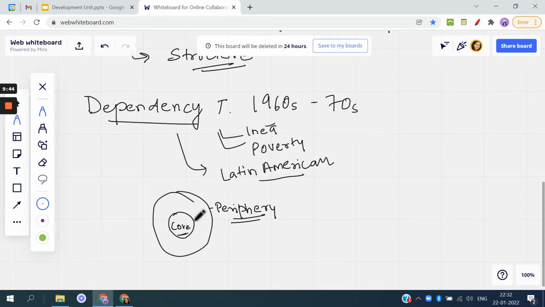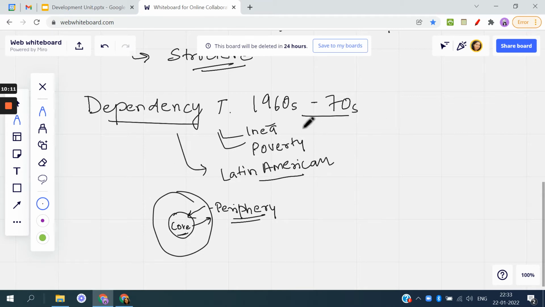Now, core countries get their resources from the periphery countries. They keep getting their resources from the periphery countries, and they send their manufactured goods to these periphery countries, from where they get benefited. Clear? So this model is existing, and that's why these Latin American countries remain poor. There is inequality. This is what this model came up with during the 1960s and 70s.